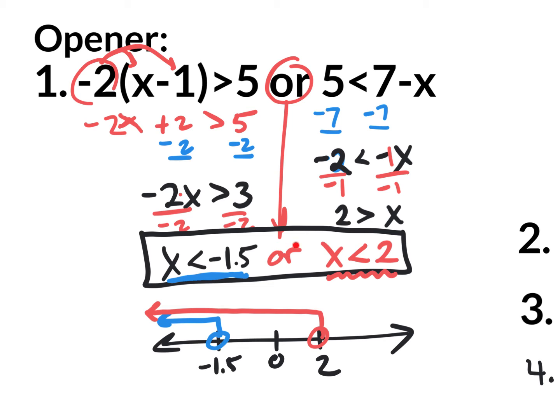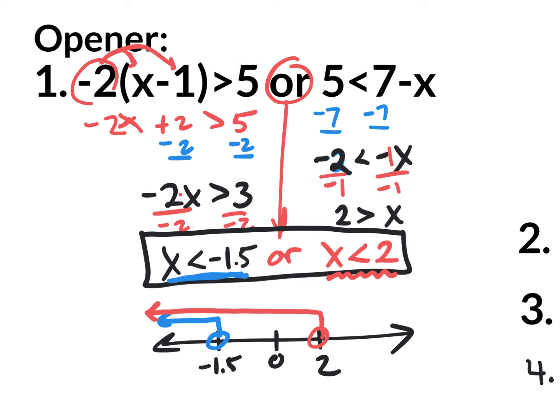So if I had the word and, it would be this inequality right here, the blue and the red going this way. But the word or, it could be the red one or it could be the blue one. So where's the first one that you see? You see this red one first. So that's this one right here. X is less than 2.